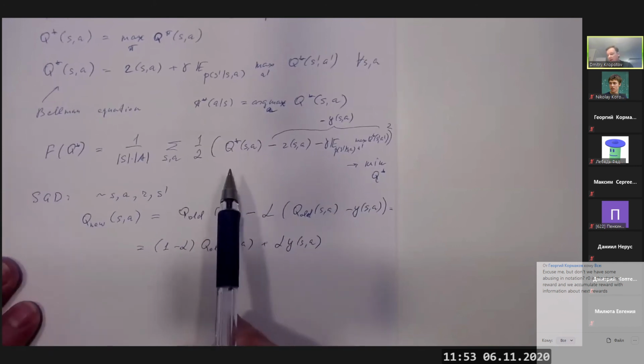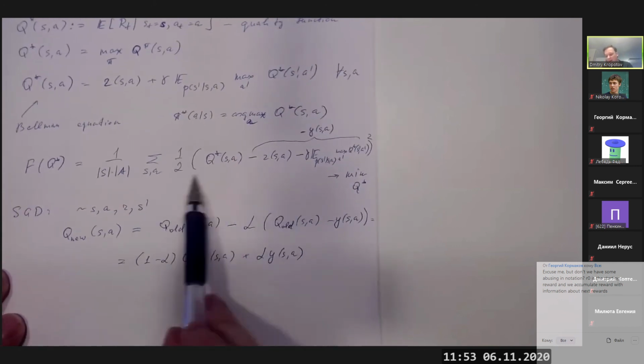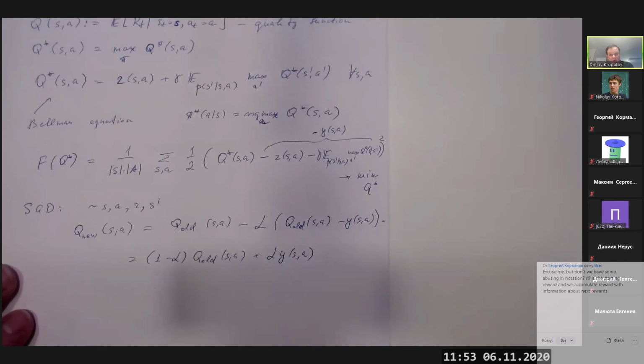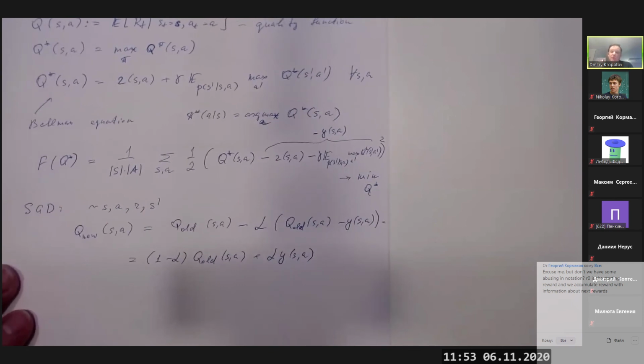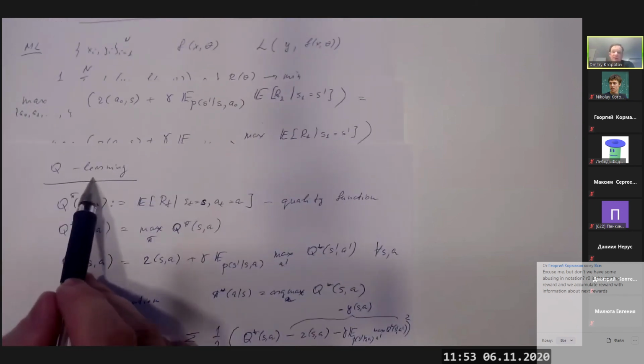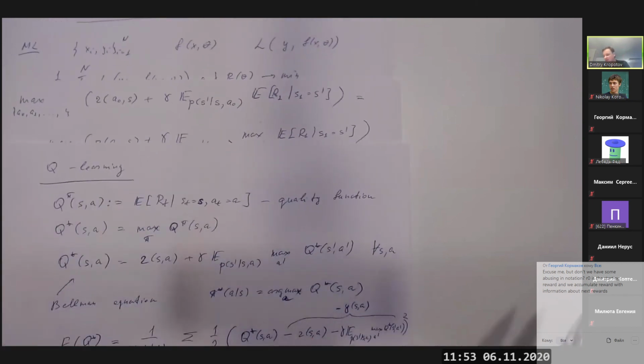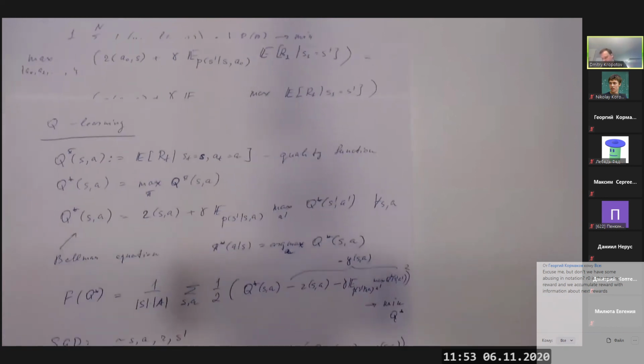That is why applying this type of algorithm for the Q function is much more efficient than using the same algorithm for the V function. That is why we have the algorithm that is called Q learning. So it learns the Q function.